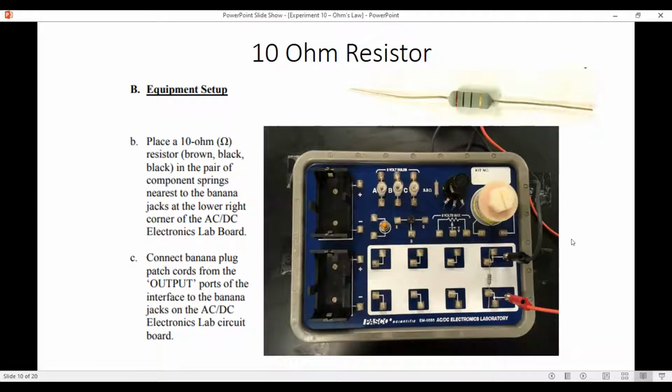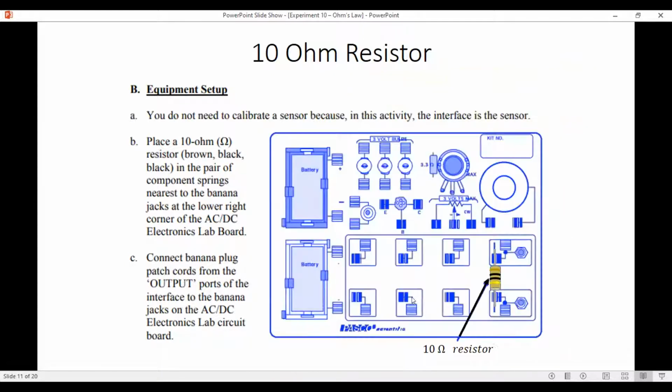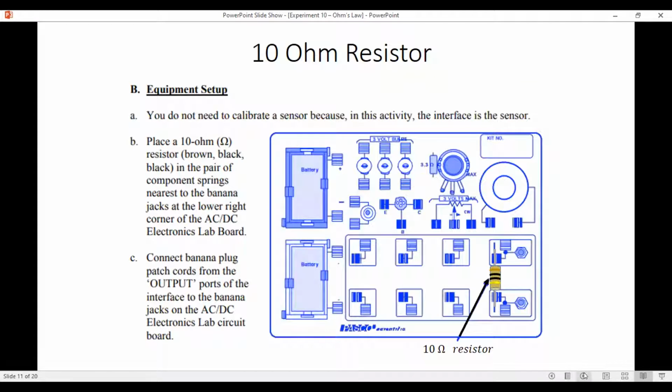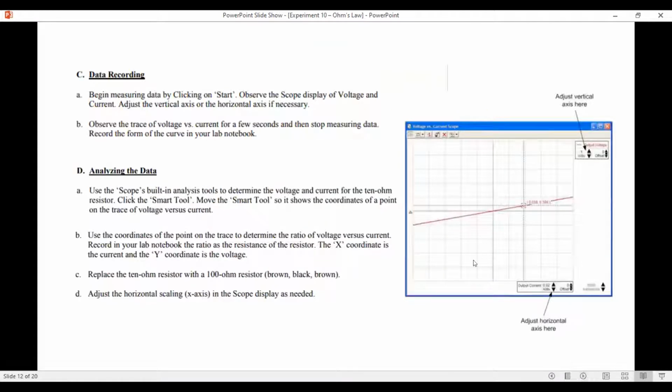And once we've done that, we can just run the whole program, and the program will basically graph. Here we have the output. We have voltage in the Y direction. We have current in the X direction. And if this is done properly, it will go right through the origin.